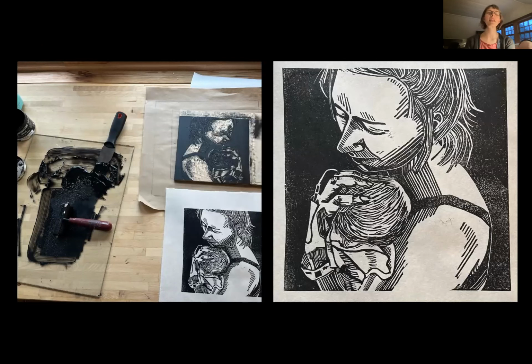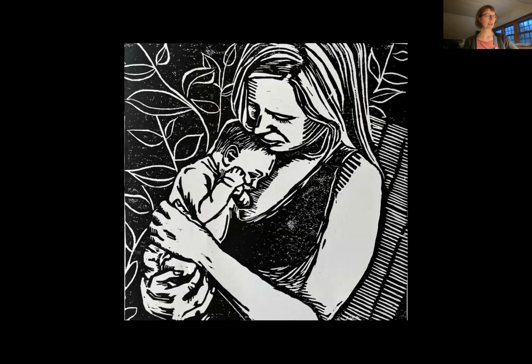pressed. So the ink is being rolled onto the wood block, and then the paper goes on top of the wood block, and then I'm rubbing the back of the paper with a tool called the brayer to make the ink press onto the paper, and pulling them that way to see the final image that you see on the right.